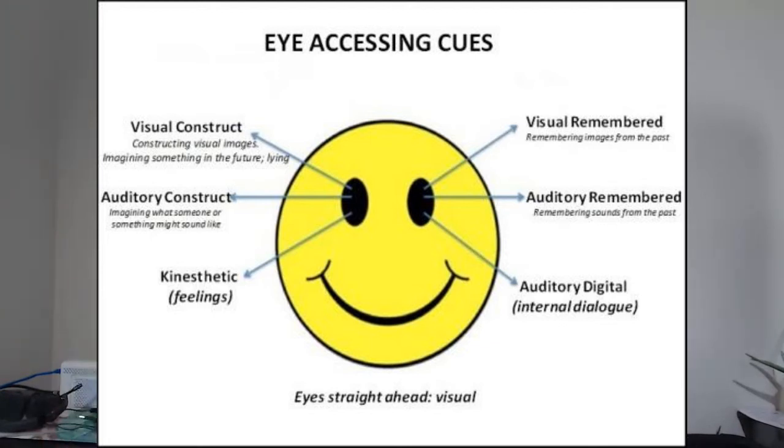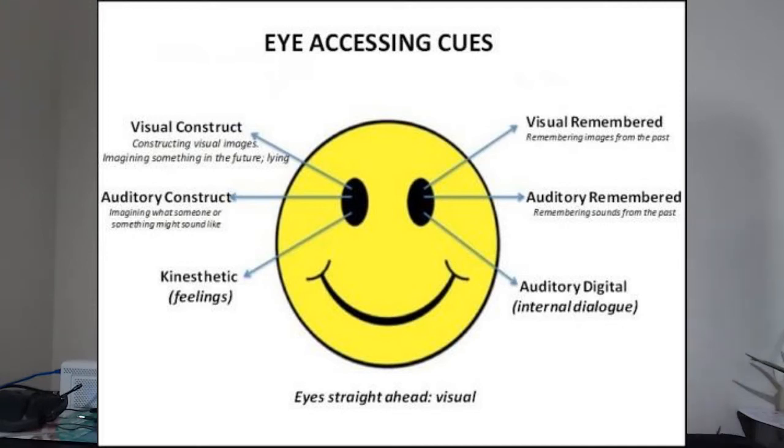Let's imagine you're talking with somebody, and they look up and to your left. This image is as if you're looking at them. If they look up and to your left, that means they're constructing something visual in their mind right now. They're imagining something in the future, and it could be that they're lying because you asked them a question and they're thinking of an answer, and seeing how they can relate that to that answer. If they look up and to the right, that means they're thinking of something in the past that happened and they're remembering that.